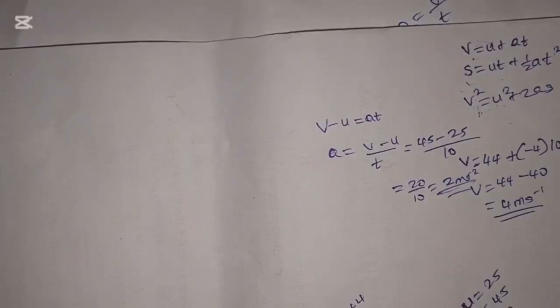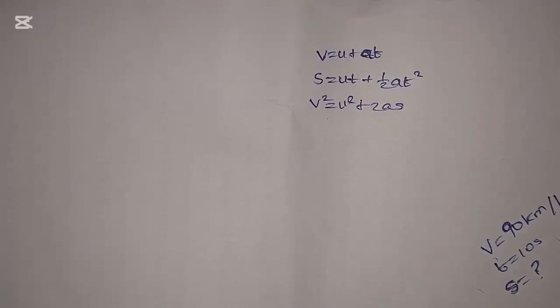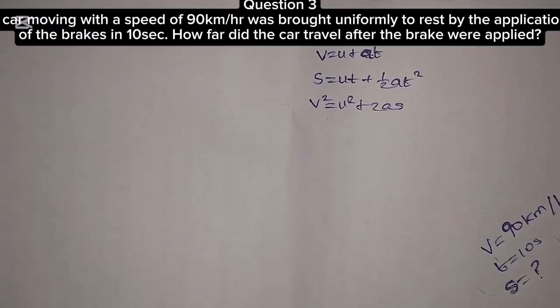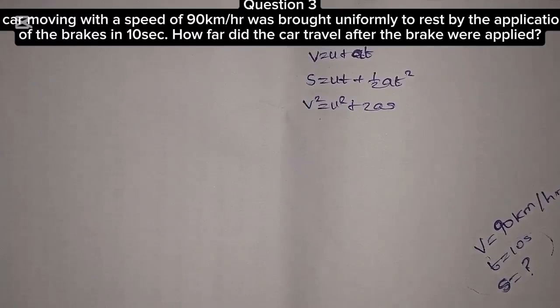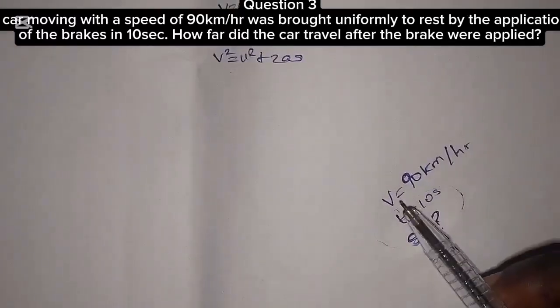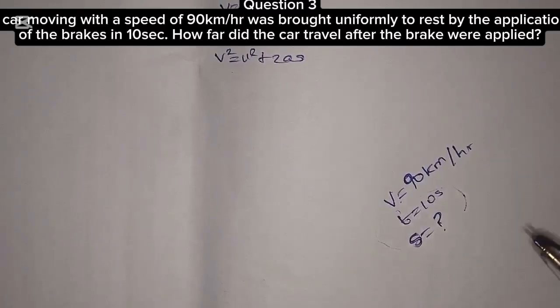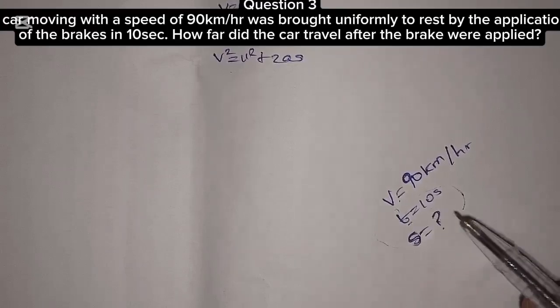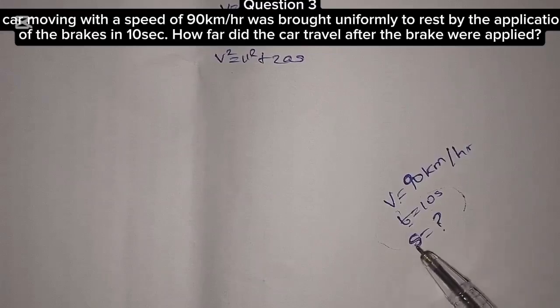Okay, we move to question 3. A car moving with a speed of 90 kilometers per hour was brought uniformly to rest by the application of the brake in 10 seconds. That is, time is 10 seconds. How far did the car travel after the brakes were applied? So we are looking for distance.